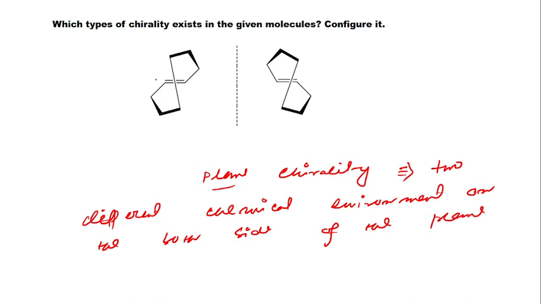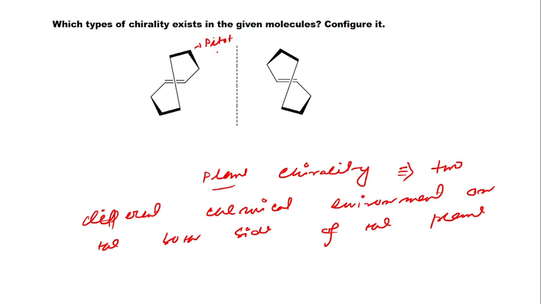Okay, so what to do if this is a plane chirality? Then we have to find the pilot atom. So the pilot atom is the first out-of-plane atom. So this is on the plane. So this is the first out-of-plane atom. So I am going to make the numbering. Here it will be 1. The first out-of-plane atom, this is 1. So this is the pilot atom.